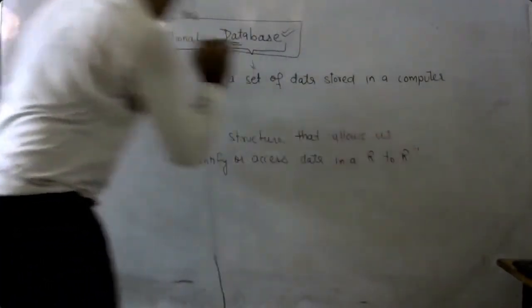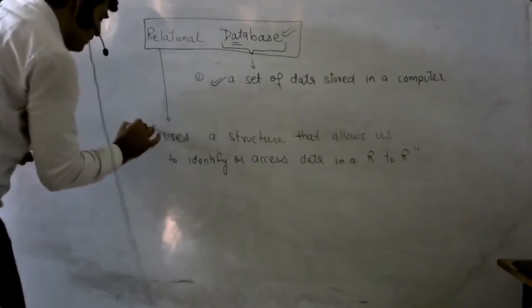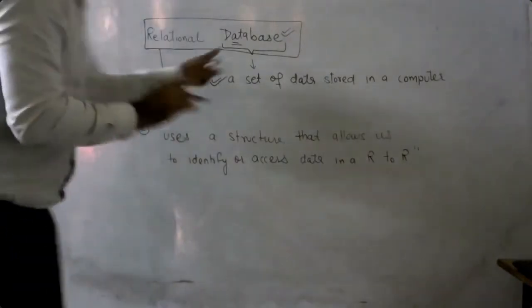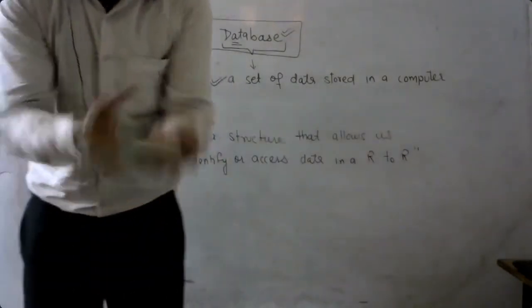Yes, here we have written two definitions. The very first definition is database. What is a database? A set of data stored on a computer.